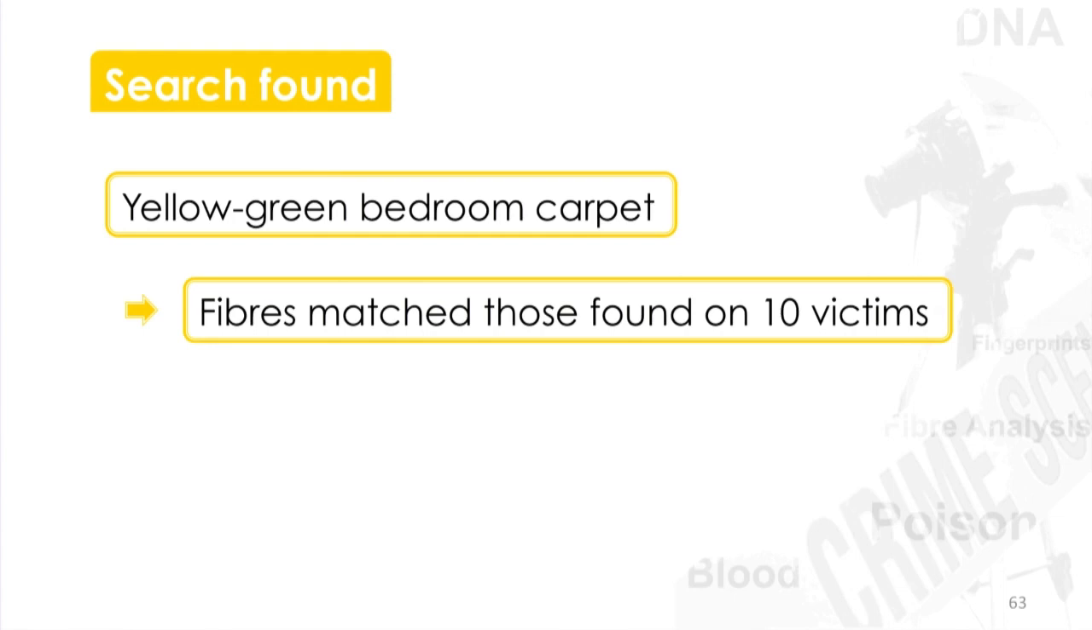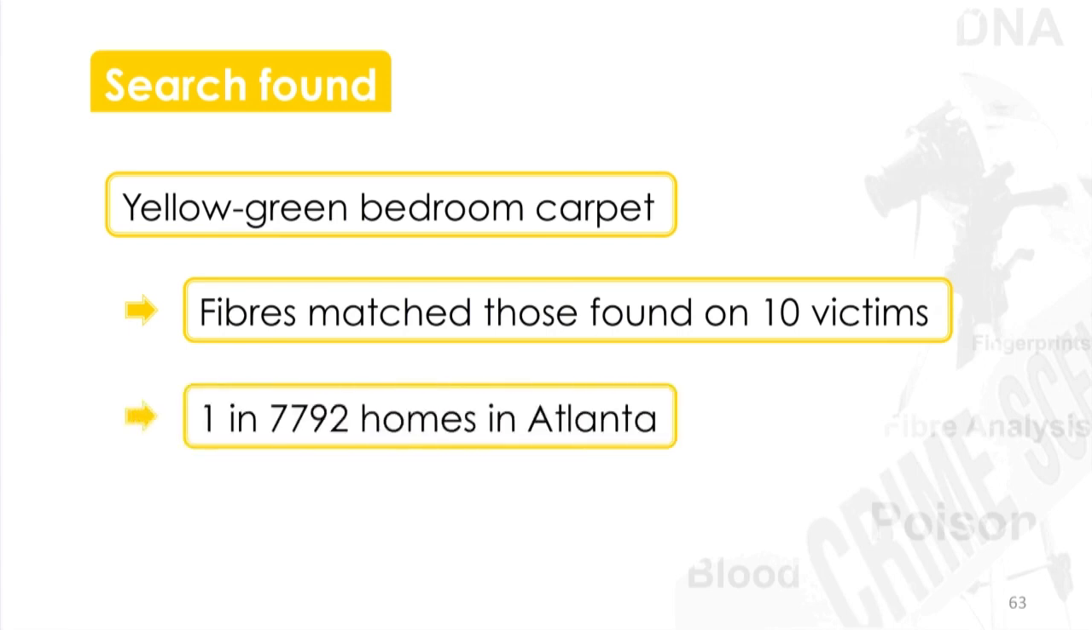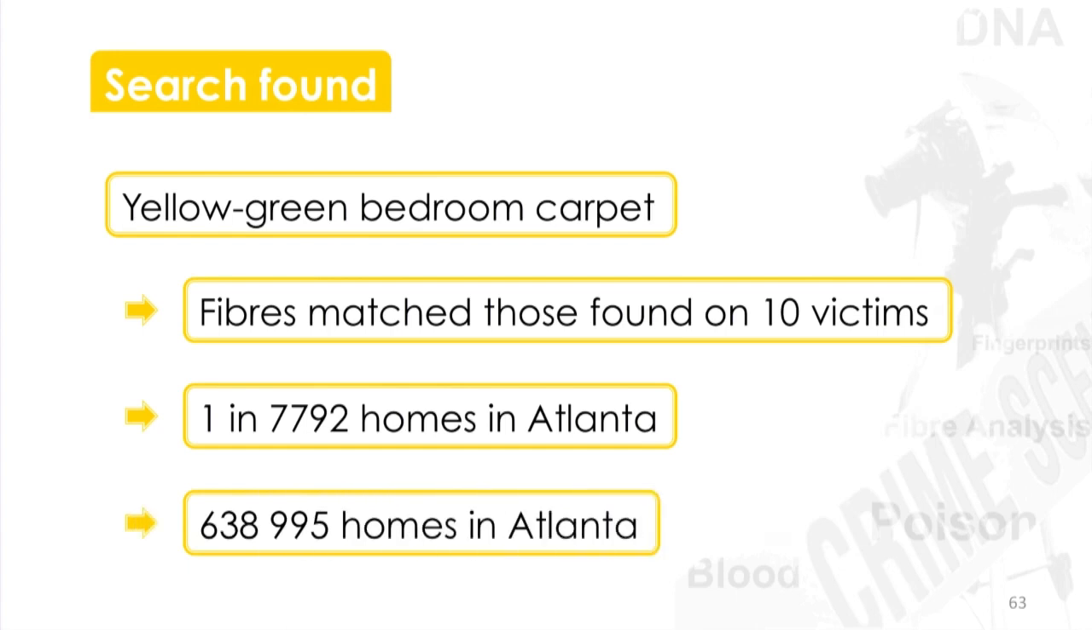Now you can make an argument here that Wayne Williams will not be the only person in Atlanta with that color or type of bedroom carpet. So by now the police had been able to track down the manufacturer, and they've been able to find out how much of this carpet had been sold. And they could calculate that this carpet would be present in something like one home in each 8,000 homes in the city of Atlanta. To put that in perspective, at that time in Atlanta, there was just over 600,000 homes. So the odds are quite good, but not overwhelming.